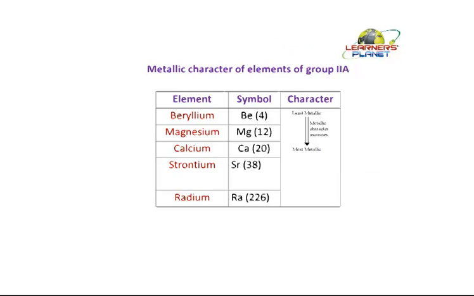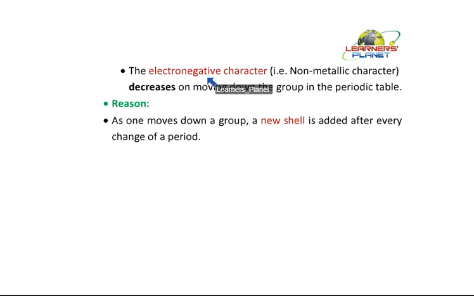Then the electronegative character, that is non-metallic character, decreases on moving down the group in the periodic table. That is, as one moves down a group, a new shell is added after every change of a period. I have discussed this. What is electronegative character? It is a tendency to gain electrons.